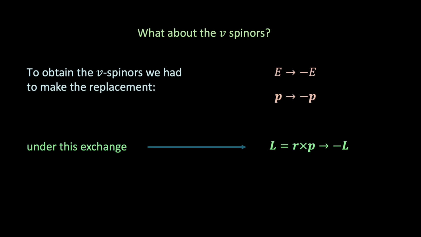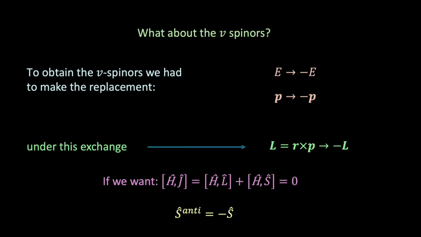Okay, so what about the V spinors, which, if you recall, represent antiparticle states according to the Feynman-Stueckelberg interpretation? Well, here we need to be a little bit careful because, if you recall, to obtain the V spinors, we had to make the replacement E goes to minus E and p goes to minus p. And under this exchange, the orbital angular momentum of a particle changes sign. And therefore, if we want the commutator of the Hamiltonian with the total angular momentum to remain zero, then we require that the spin operator corresponding to the physical spin states of the antiparticle spinors have the opposite sign.